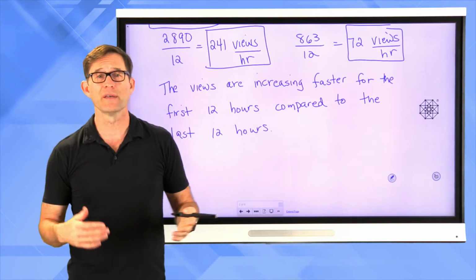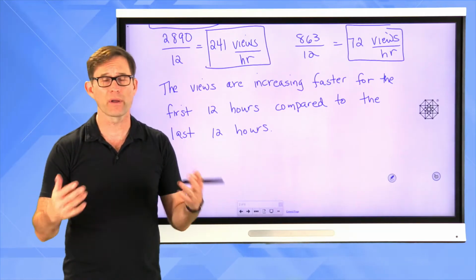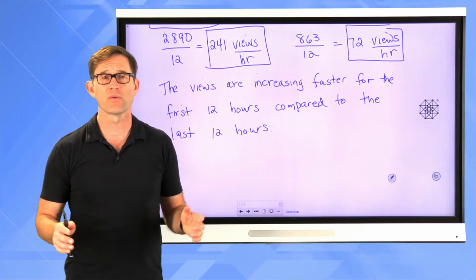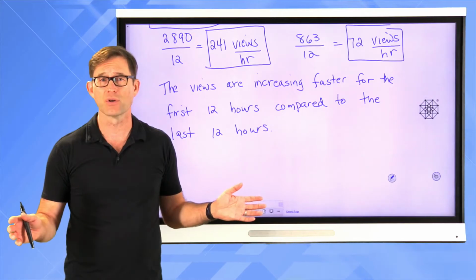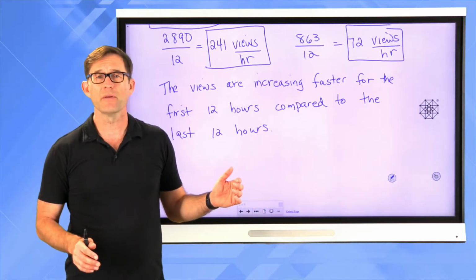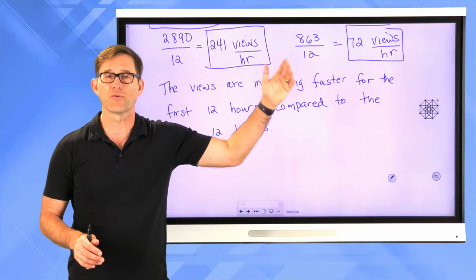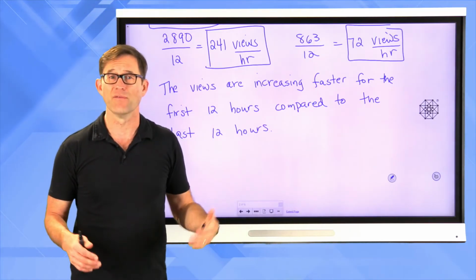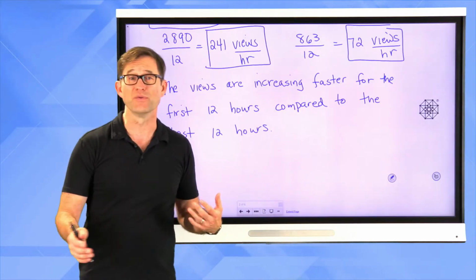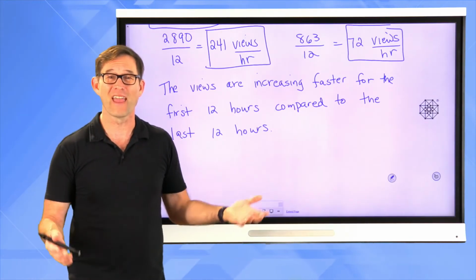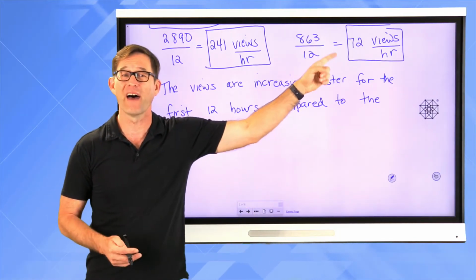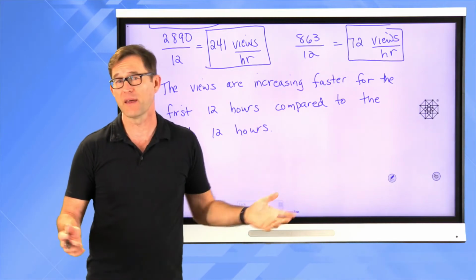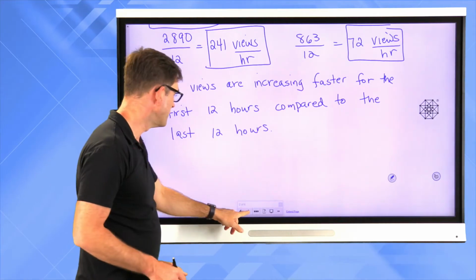And if you were, let's say, a social media planner or manager, you might think, well, okay, that's probably because after the first 12 hours, interest in the post is starting to go down, even though it's continuing to gain views. I mean, you're not going to lose views over time, but it's gaining them at a slower rate. And that makes sense. All right.